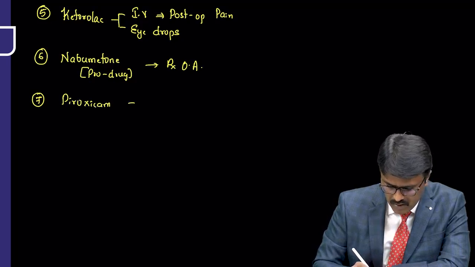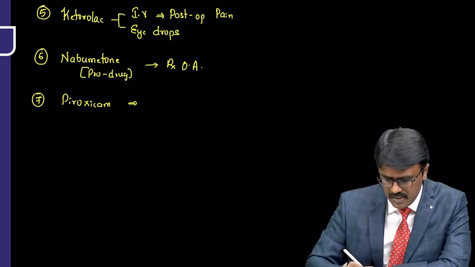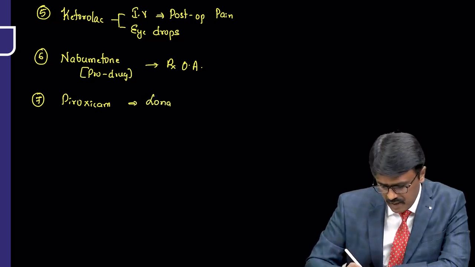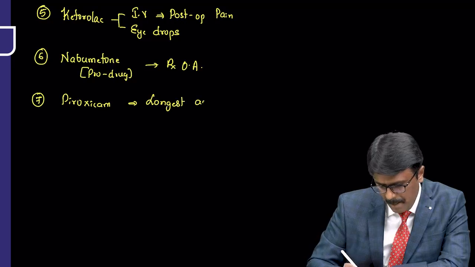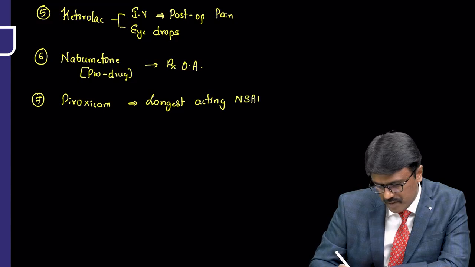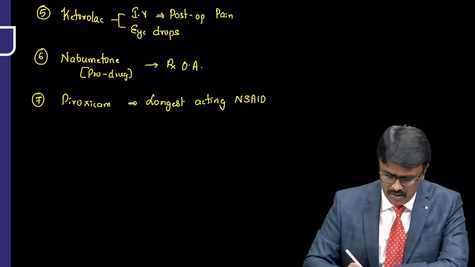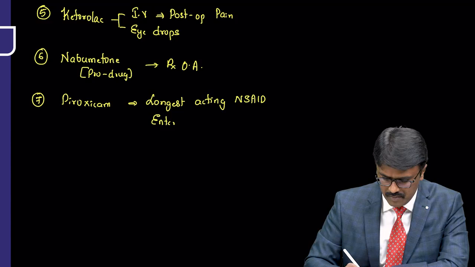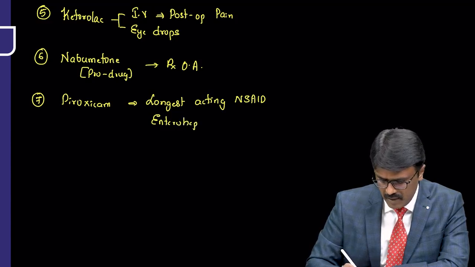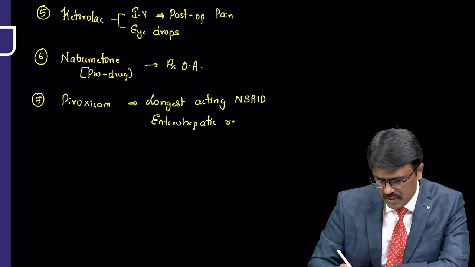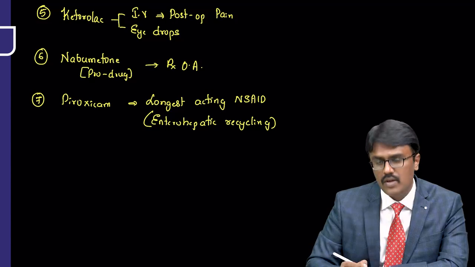So piroxicam is considered one of the longest acting NSAIDs. What is the reason why it is longer acting? Pharmacokinetically, because it undergoes a circulation called enterohepatic recycling. So since it undergoes enterohepatic recycling, the drug is longer acting.